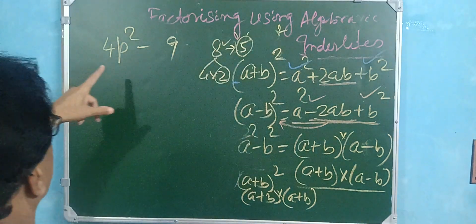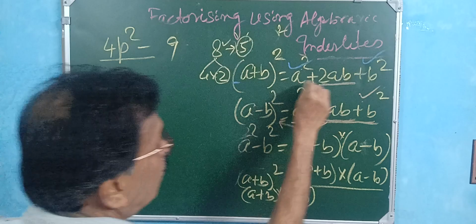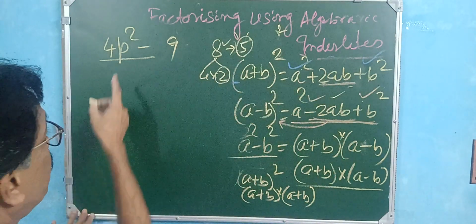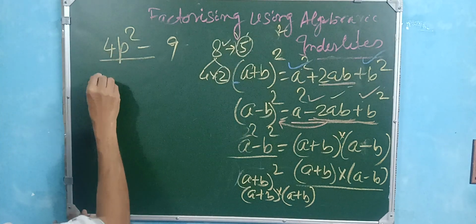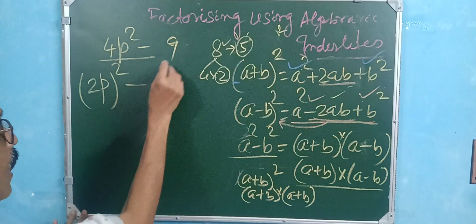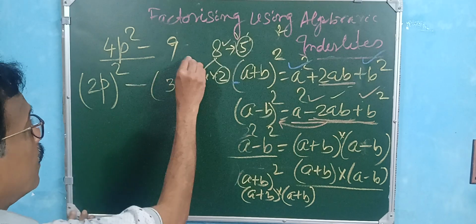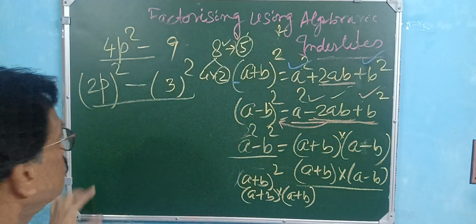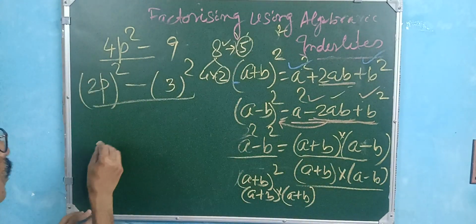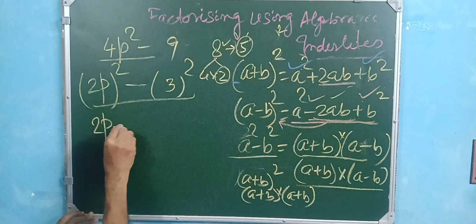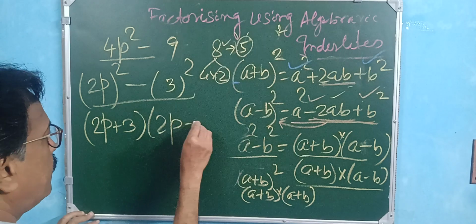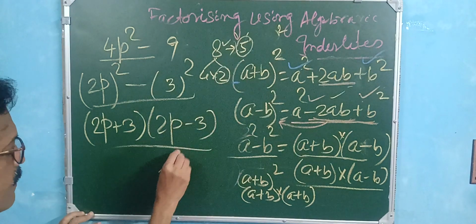So now apply here. Which formula do you apply? This is the formula: a square minus b square. Here 4p square means you write 2p whole square, because 2p whole square is 4p square, and 9 you write as 3 square. Now the formula is a square minus b square, where this is a, this is b. What is the formula? a plus b into a minus b. So 2p plus 3 and 2p minus 3. This is the answer.